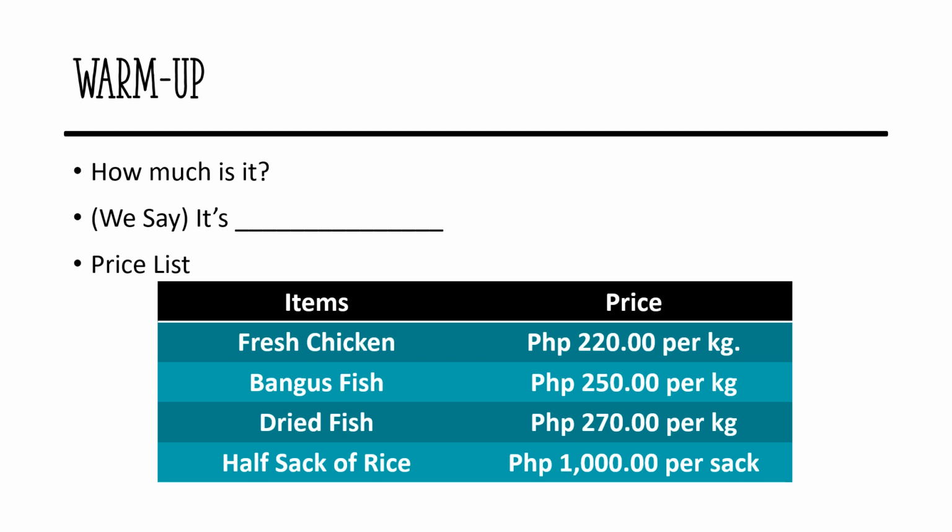How about the dried fish? How much is it? It's 270 per kilogram. How about a half sack of rice? How much is it? It's 1,000 pesos per sack. Very good. Good job, everyone.